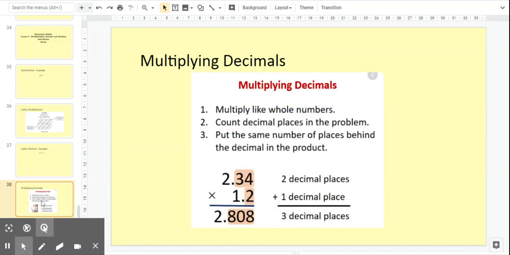We also talked about how we could multiply decimals, and luckily for us, all we need to do is multiply like we would with whole numbers, and then count the number of decimal places in the problem and put the same amount in at the end. So just an example here, I've got 2.34 multiplied by 1.2, and I can multiply those taking out the decimal point. So just do 234 times 12. And at the end, because there's 3 decimal places in total, I just count 3 decimal places and add my decimal point.